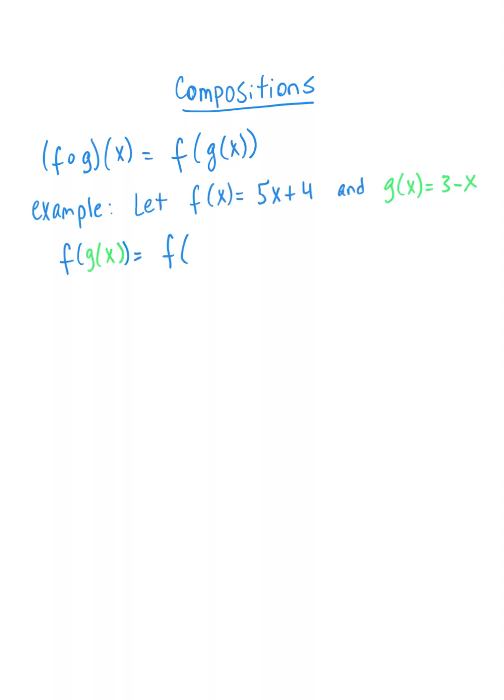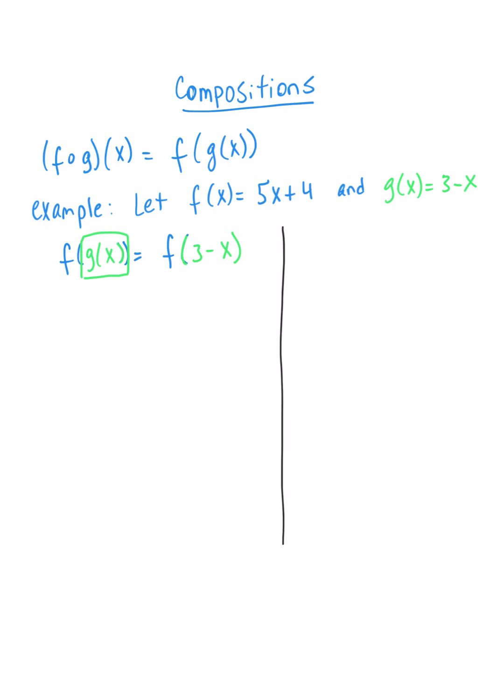For this example, let f of x equal 5x plus 4 and g of x equal 3 minus x. Let's first find f of g of x. So the first thing I like to do is replace whatever is in the parentheses on the inside with the actual function. So g of x is equal to 3 minus x. So we'll make that substitution for g of x.